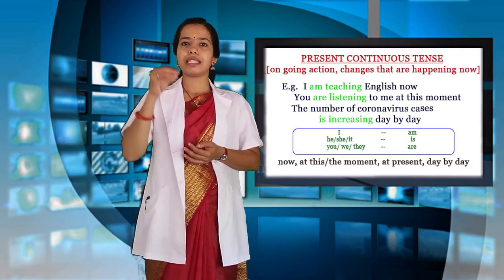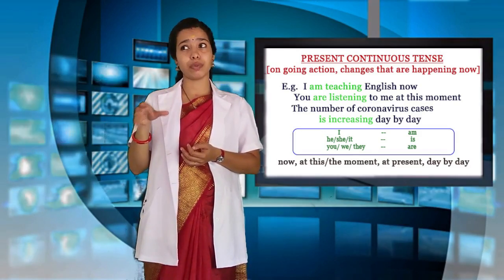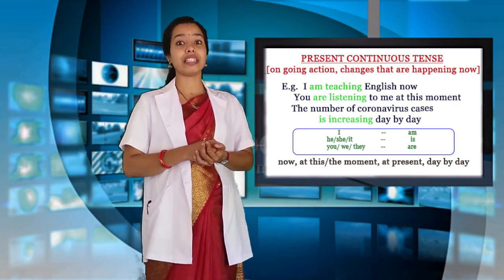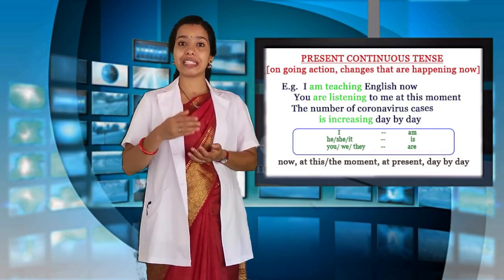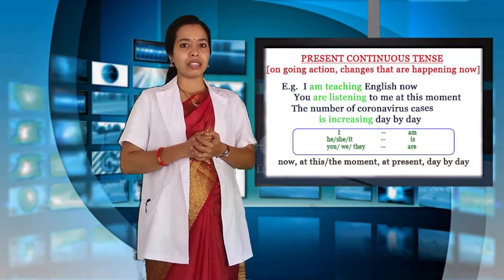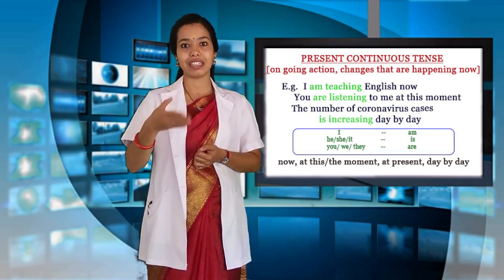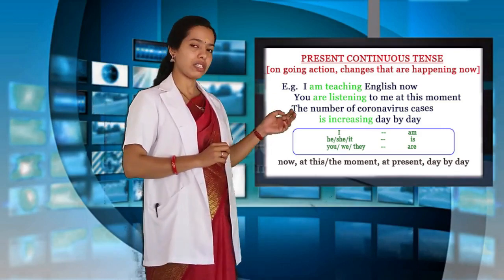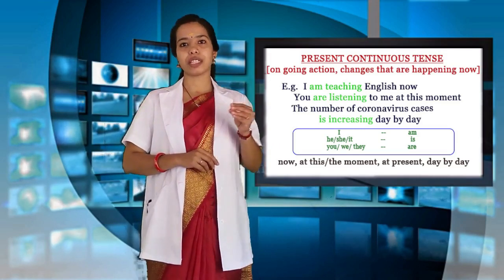And then sometimes the same present continuous is used to denote actions which are happening and which denote some changes. Just like, the number of coronavirus cases is increasing day by day. The number is the subject, so we are using is. Then, what are you doing right now? You are listening to me at this moment. So it's an action which is going on.